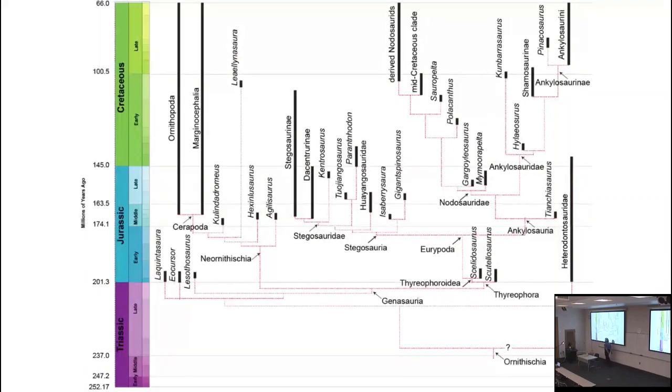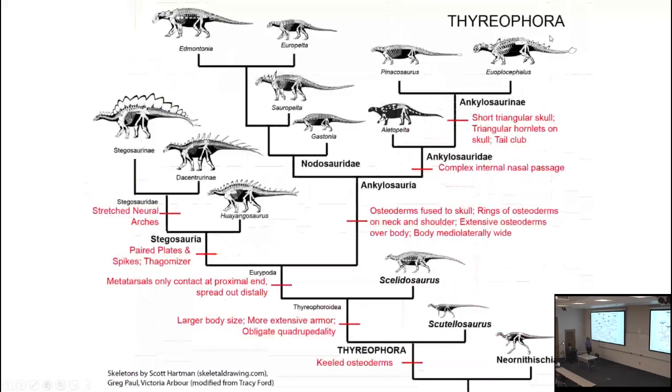So those were Heterodontosaurids. We're now going to move over to the main focus of today, which is the Thyreophorans, the armored dinosaurs. So here is the cladogram for armored dinosaurs. And just to show briefly, we have primitive branches, we have the stegosaurs, and we have various types of ankylosaurs.